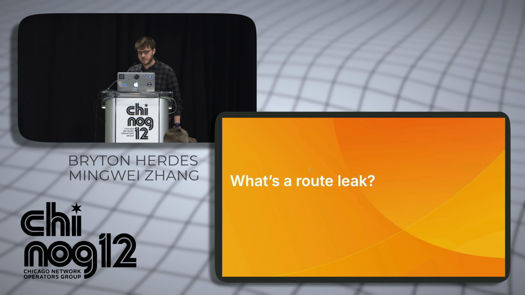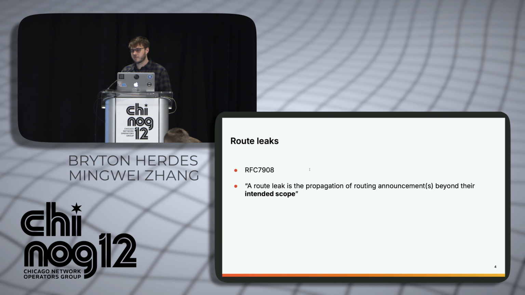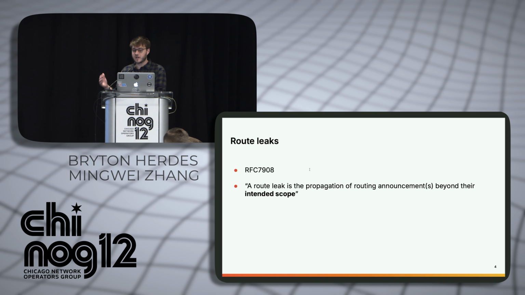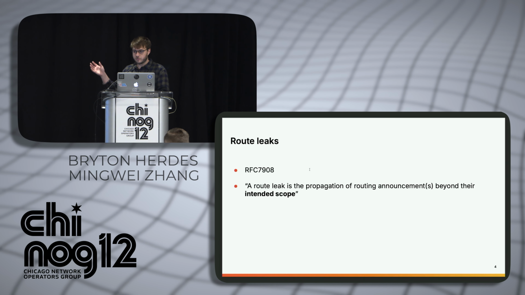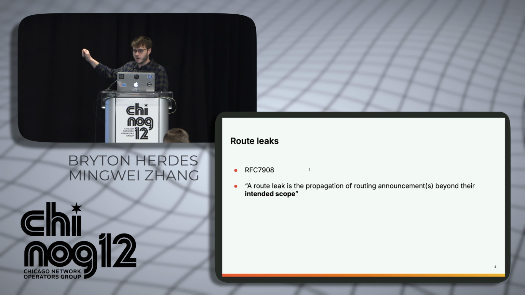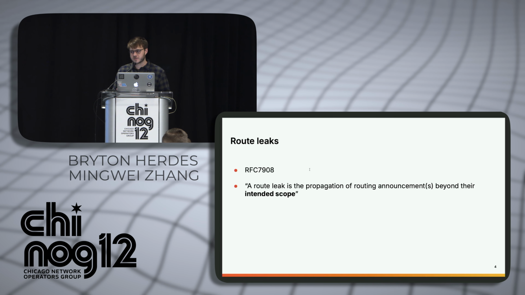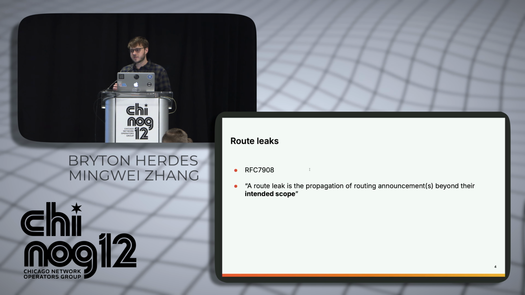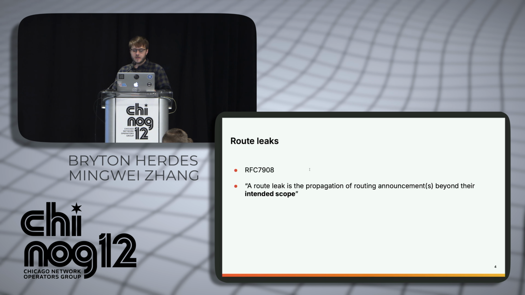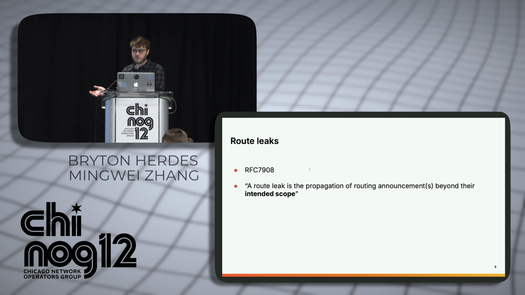So kicking it off, what is a route leak? As defined in RFC 7908, a route leak is the propagation of a routing announcement outside of its, or beyond its, intended scope. And if there was one phrase that I would write up here in red marker or permanent marker, it would be "intended scope" for the rest of this presentation to think about. That's because intended scope isn't always necessarily that straightforward. It can change with different types of prefixes and this kind of stuff that we're going to be covering.